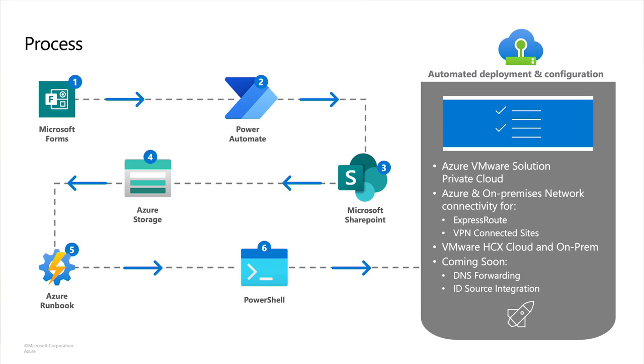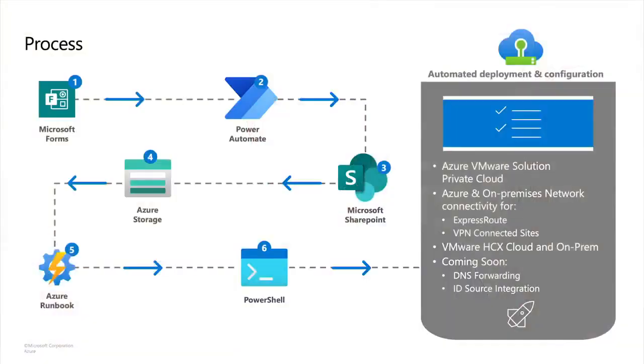So a customer will come through, go to the Microsoft Forms, fill out the information, and at the end, you'll get the PowerShell script via email. Now, it's going to go out and deploy the private cloud for you. It's going to go ahead and do all the connectivity from your on-premises environment into AVS or Azure, depending on if you have an ExpressRoute or VPN connection. And it's also going to deploy VMware HCX, including the site pairing from on-prem into the cloud.